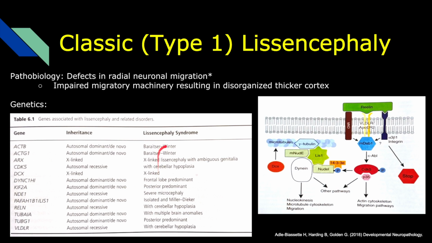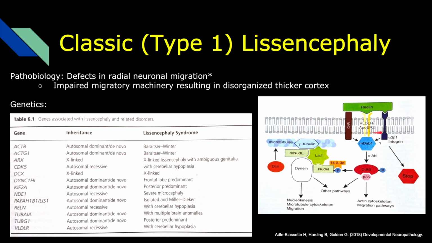And again, there are some syndromes associated with each one of these mutations that help you localize, based on the clinical findings, what the presumed mutation is. Now, what do all these genes have in common? They're all involved in the migratory machinery.